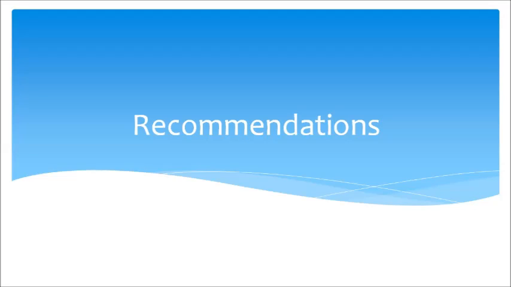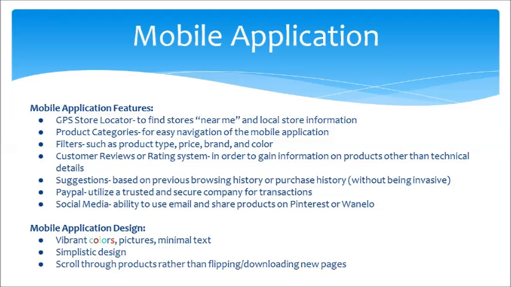And now onto our recommendations. For a mobile application, everyone stressed that it be simple and useful. In order to achieve this, we recommend having a GPS store locator. This was continually met with positive feedback because it would make it easy to find local stores. Product categories would be another useful feature because it would make navigation simple. Filters for product type, price, brand, and color would streamline the navigation process.